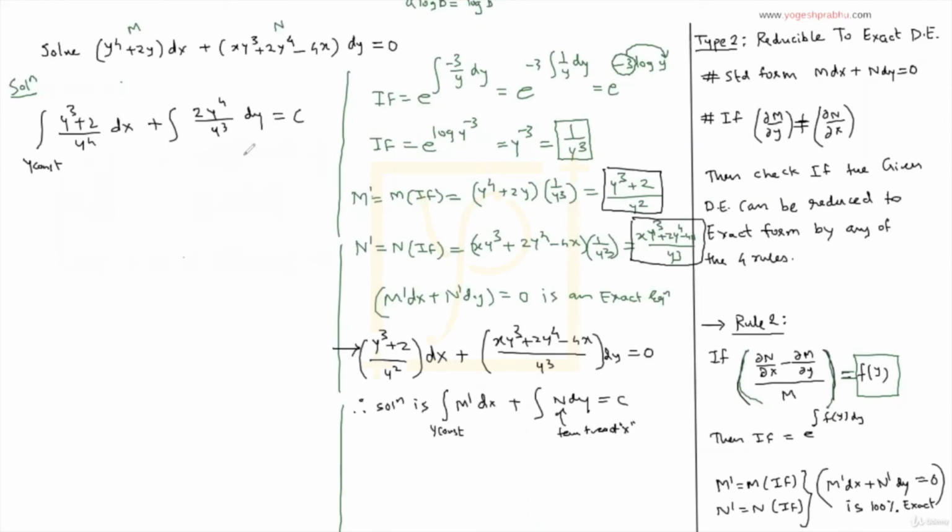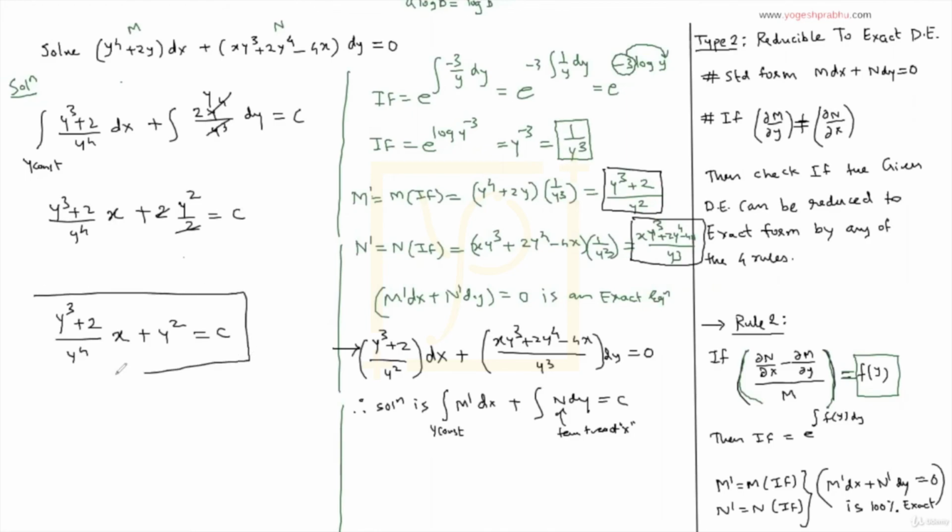Now the answer is equal to c, that's a constant of integration. Since y is constant, this whole thing is going to be constant: y cube plus 2 upon y raised to 4. And integration of 1 dx is just going to give me x, plus, now this y cube and y raised to 4 just give me y. Then I'll take this 2 out and the integration of y is going to be y square by 2, equal to c. This 2 will cancel out. Let us write down the final answer: y cube plus 2 divided by y raised to 4 times x plus y square equal to c. And this is the final solution of this differential equation.